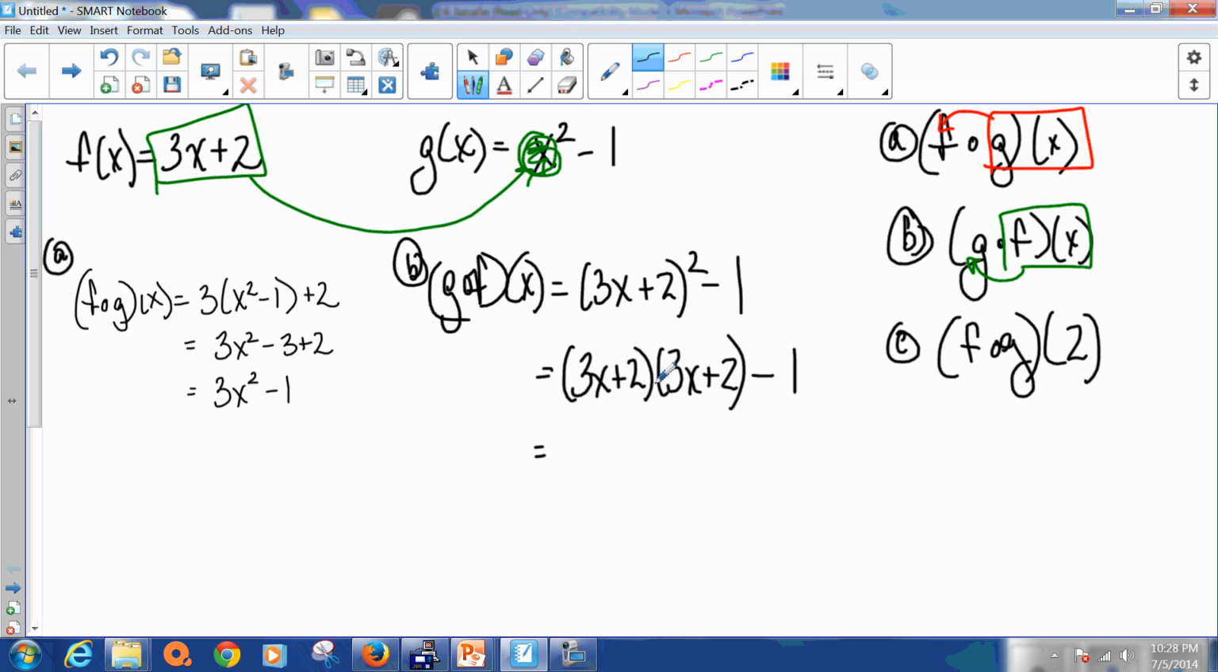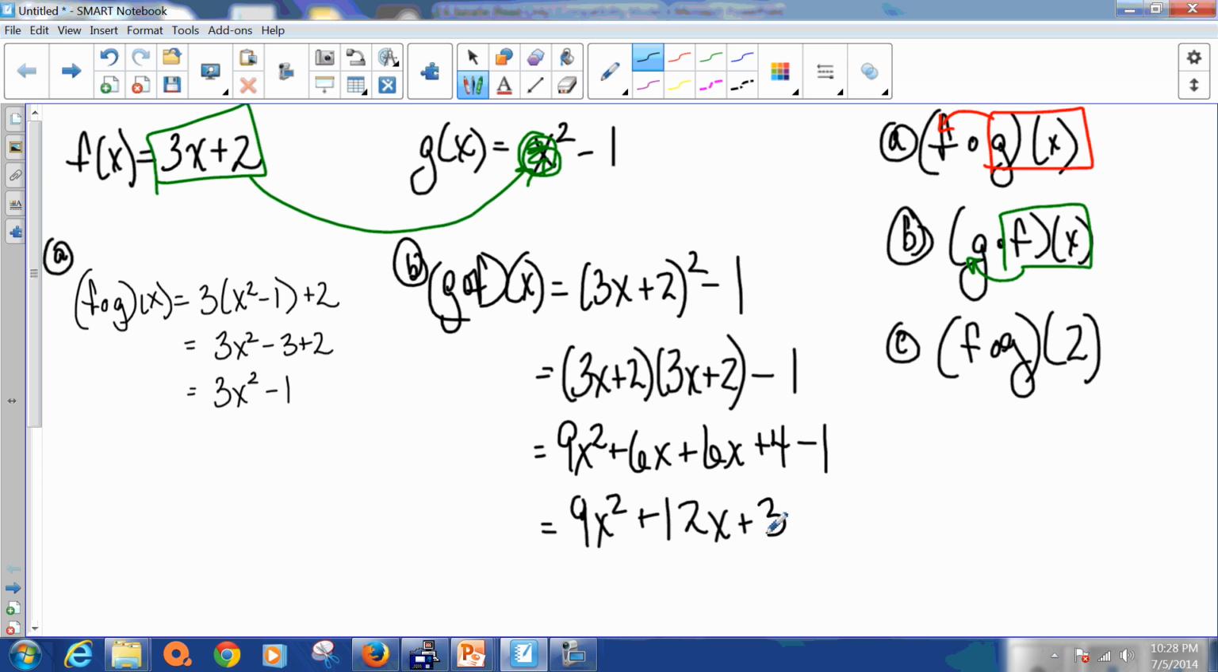So we'll have to do this algebra of functions in here, right? Our FOIL, or multiple distribution. I'll get a 9x squared, a 6x, another 6x, 4, and then I've got this minus 1, and I can go ahead and combine like terms for 9x squared plus 12x plus 3.